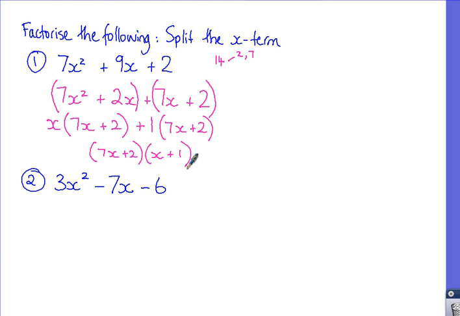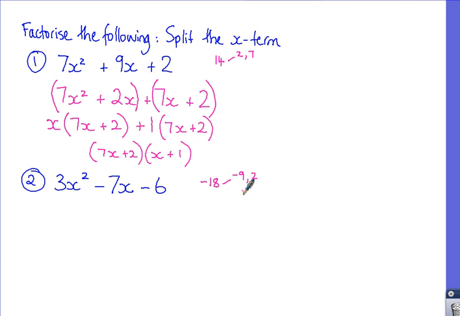It is done in exactly the same way. So first of all, we multiply the 3 by negative 6, and we get negative 18. Okay, and we want factors of negative 18 that are going to add up to minus 7. So that's going to be minus 9 times positive 2. And when we add those two up, it's going to equal negative 7.